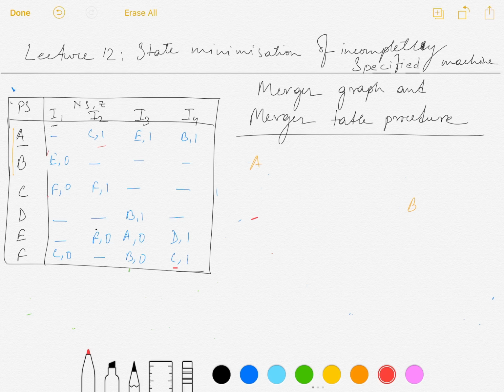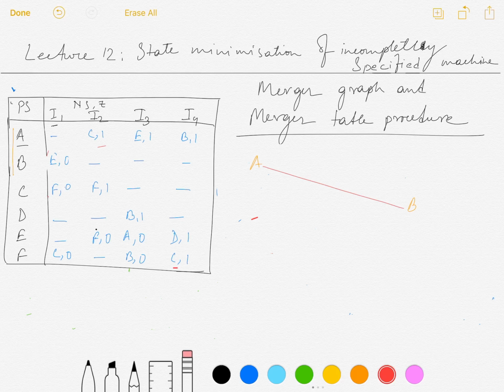So, we can say that for the pair of states A B, all the outputs for the inputs I 1, I 2, I 3, I 4 are the same, but as all the outputs are not specified, we can consider that A and B are a compatible pair of states. It does not contain any implied pair, so we do not have to check the compatibility of an implied pair. So, A B is done.